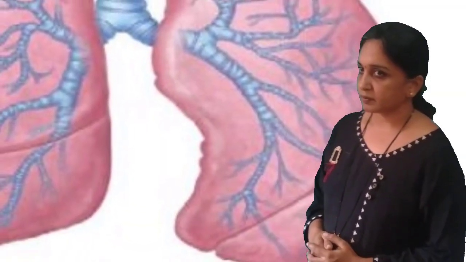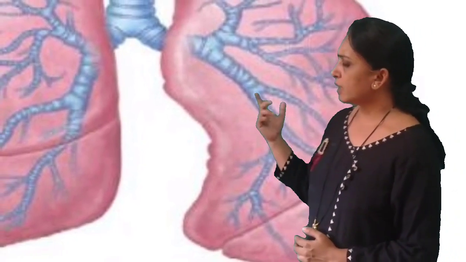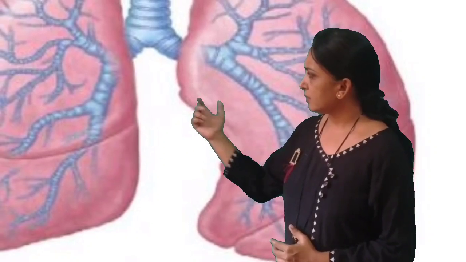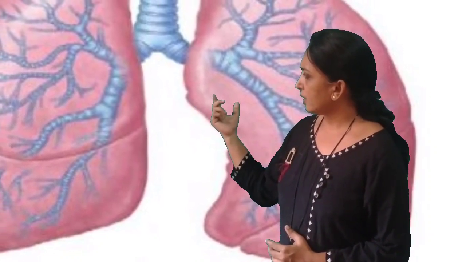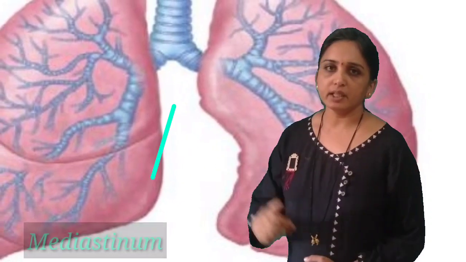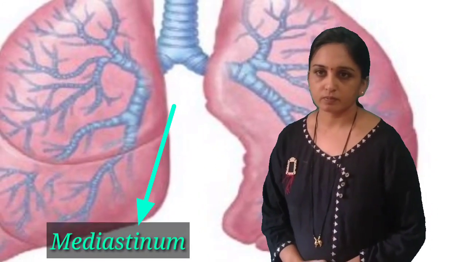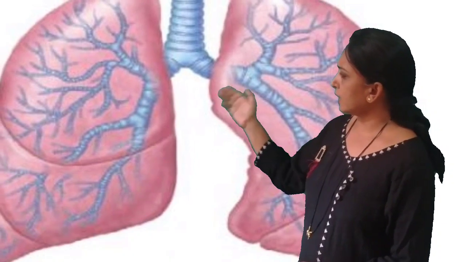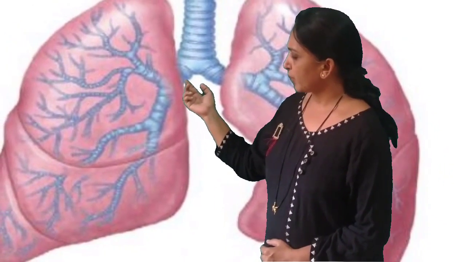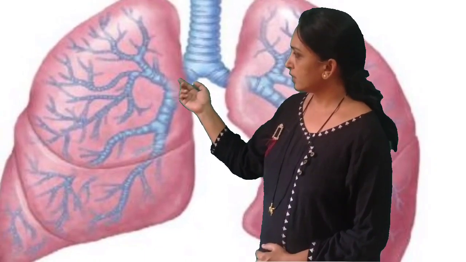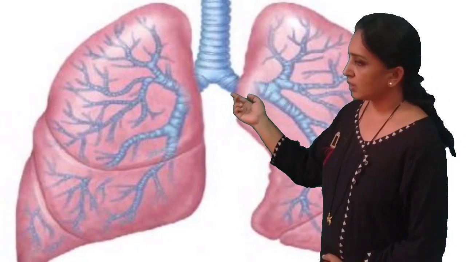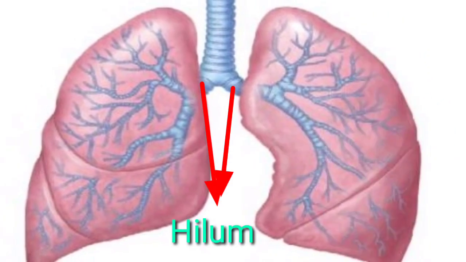The space or middle part which is present in between right lung and left lung is called as mediastinum, and the area through which the primary bronchus enters into the lung is called as hilum.